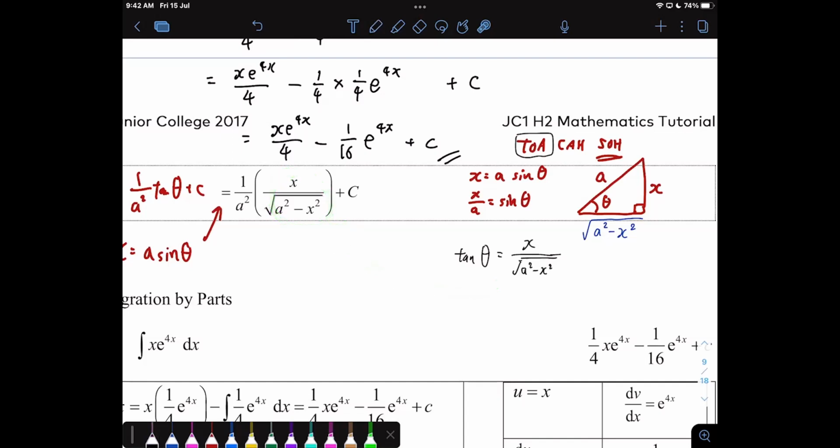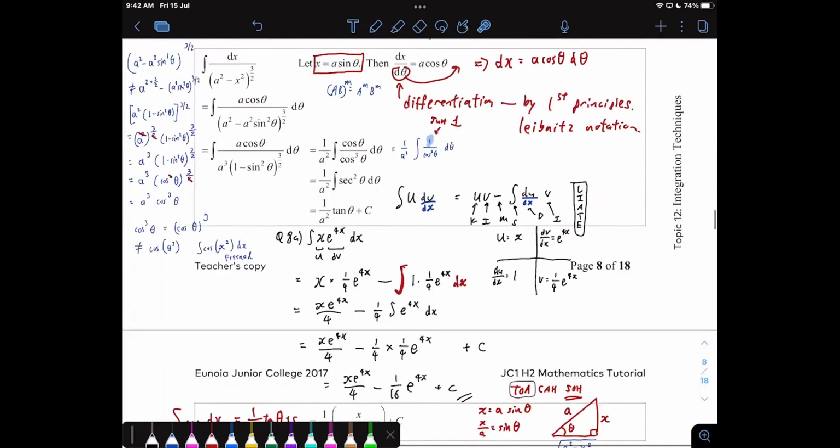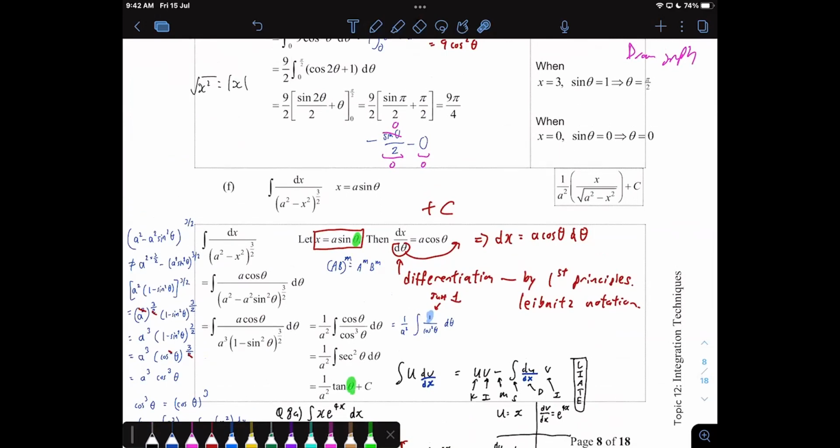But how come I don't need to use this? It's a common trick in substitution. Must always remember. When you go into a theta world, you will stay as a theta. But when it's an indefinite integral, you see, sorry, maybe I slow down a bit. I show you part E first.